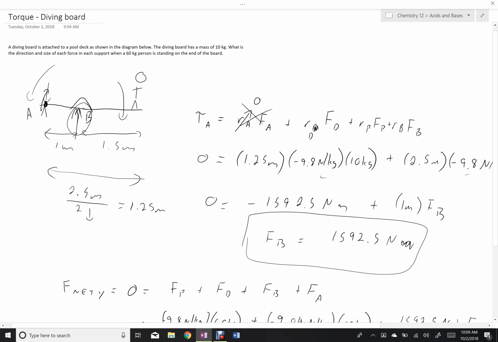So that's how you can find the forces acting on a diving board, or how you can find two unknown forces when you have someone that is standing outside the pivot point or outside one of the two forces. The forces end up going sort of in funny directions, which is kind of interesting.